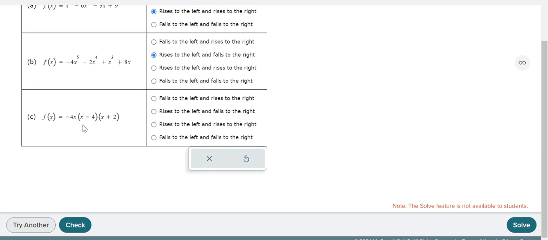And this one is a little bit tricky, right? Think of the highest degree here. If I took my negative 4x, multiplied it by this x, multiplied it by this x, it would be degree 3. So we do have an odd degree, and it is negative again. So it's essentially the same as B. Rises to the left and falls to the right.